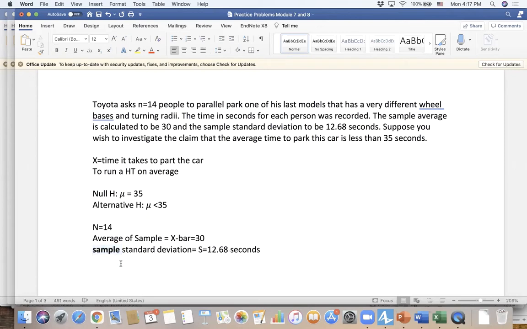Okay, now, is there anything else that is given to us in this problem? I think we have everything, right? Yeah, I think we have everything. Okay, so these are what we learned. What is the random variable of interest? We are interested to run a test on the average and nothing related to a proportion. This is my null hypothesis. This is my alternative hypothesis. My sample size, average of the sample, and the standard deviation of the sample.